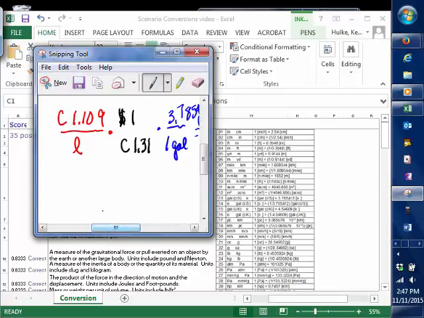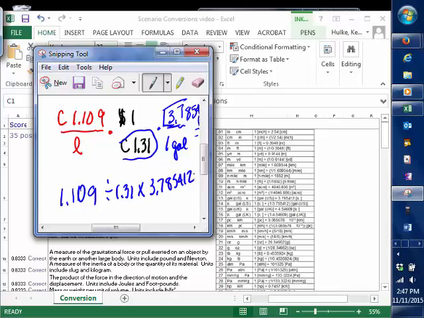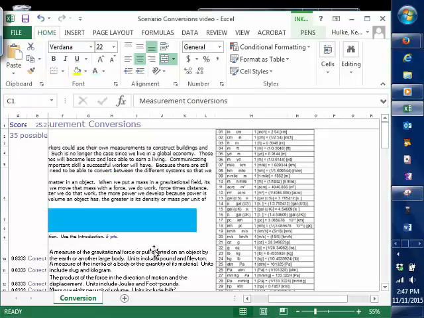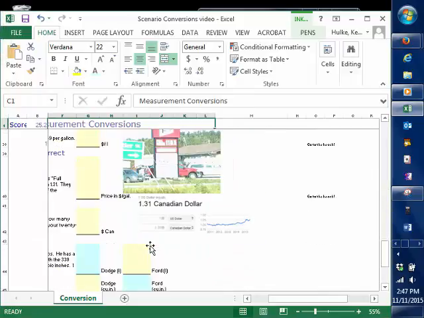So now when I press that on my calculator, I'm going to press 1.109. Since this is on the bottom, I'm going to divide by 1.31. Since this is on the top, I'm going to multiply by 3.785412. And then I'm going to write that answer down here in the blank.